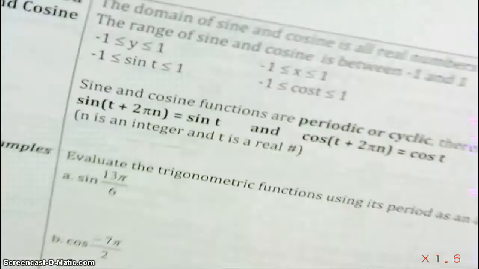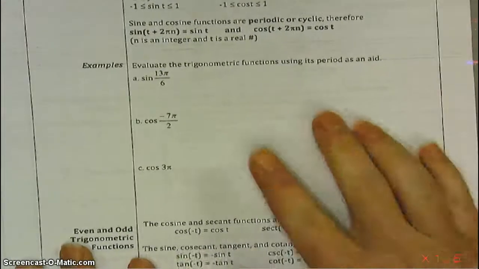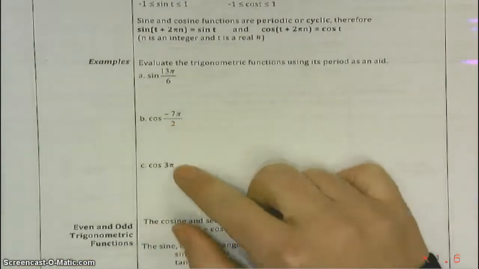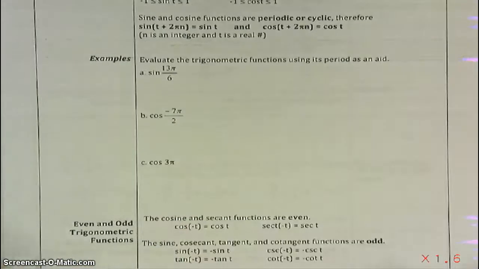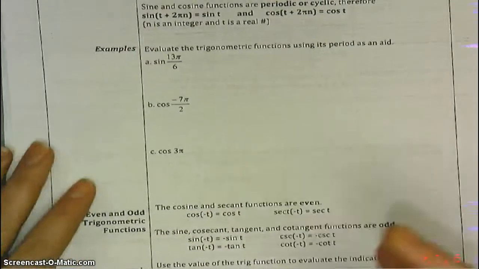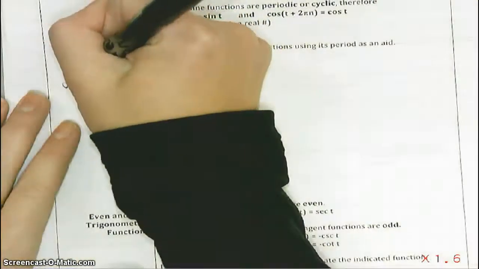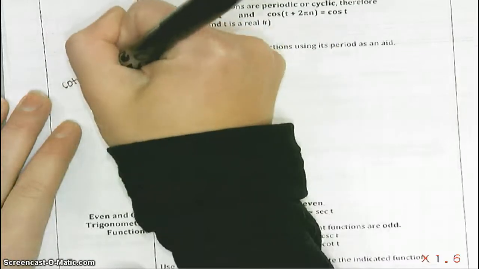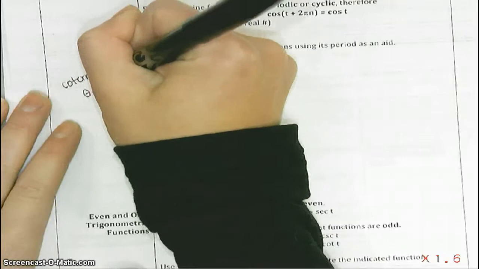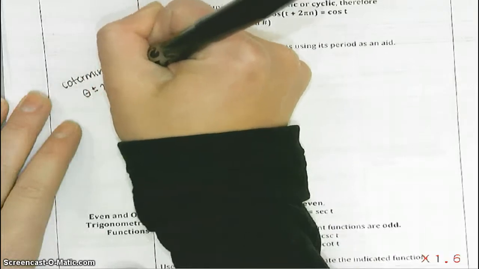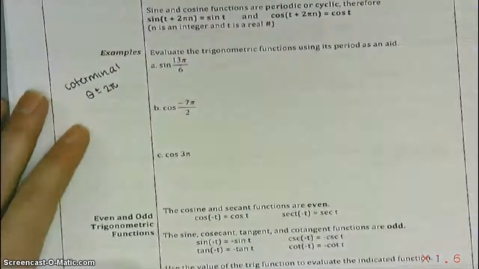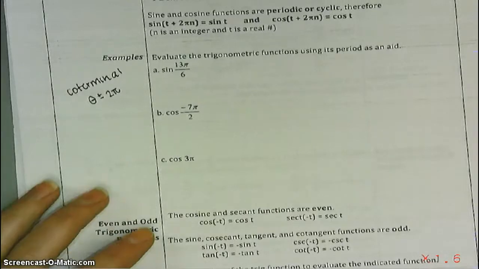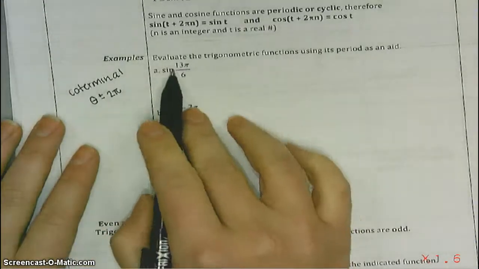So sometimes, and we're going to move to the back, you're going to have values that aren't on your unit circle, like 13 pi over 6, -7 pi over 2, and 3 pi. So what we're going to do is use the coterminal angle, which means that you're going to probably take your theta value and add or subtract 2 pi until you find something that is on the unit circle.